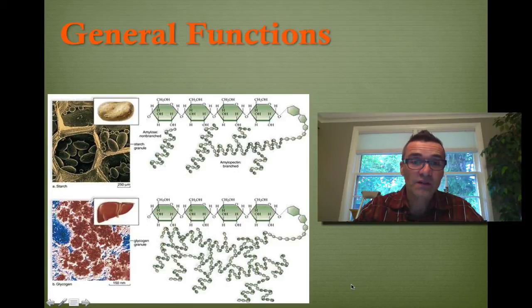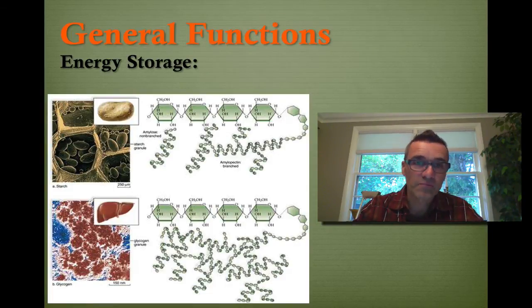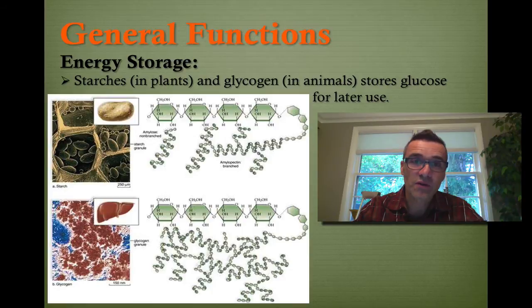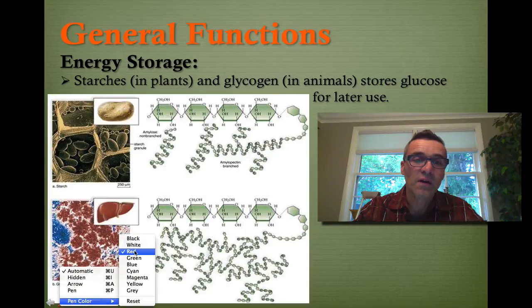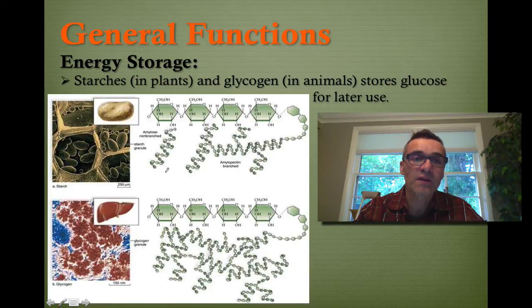The second general function, take a look at these pictures. There's a nice little picture of a potato here, and this thing here is your liver. Sometimes when you don't need all that energy right away, you're going to store it. So the other function is energy storage, and plants do it in one way. Plants are going to store the carbohydrate as something called starch, and in animals, we store it as something called glycogen.